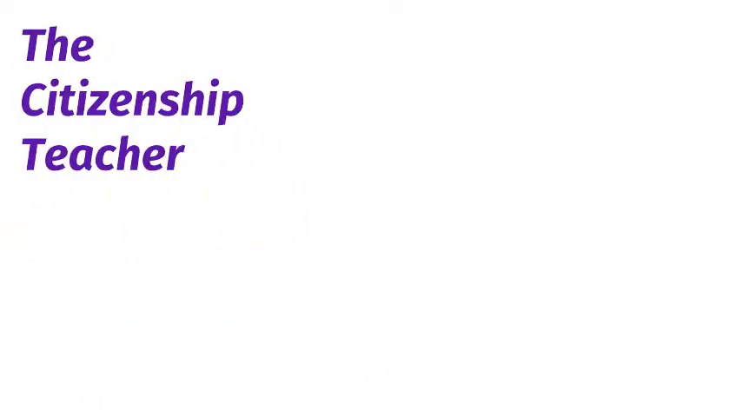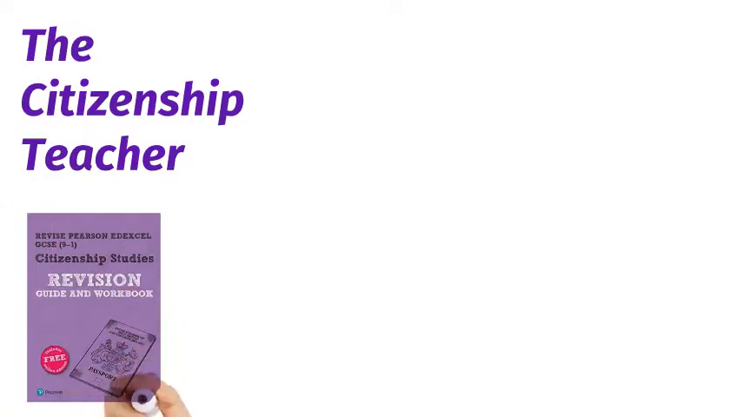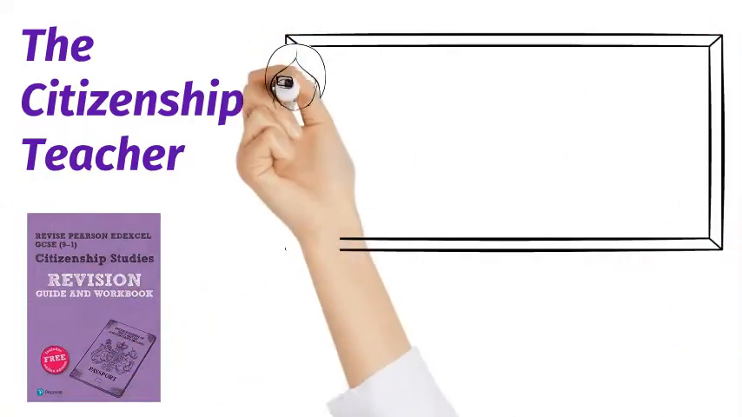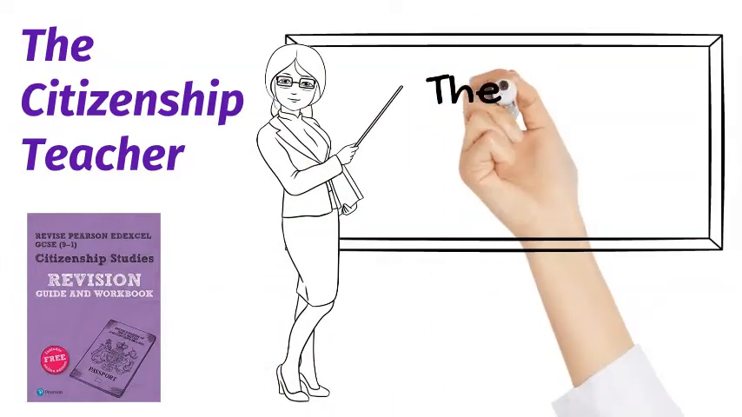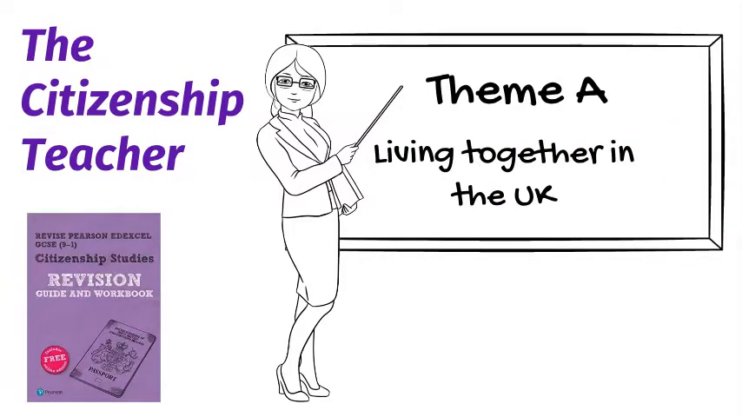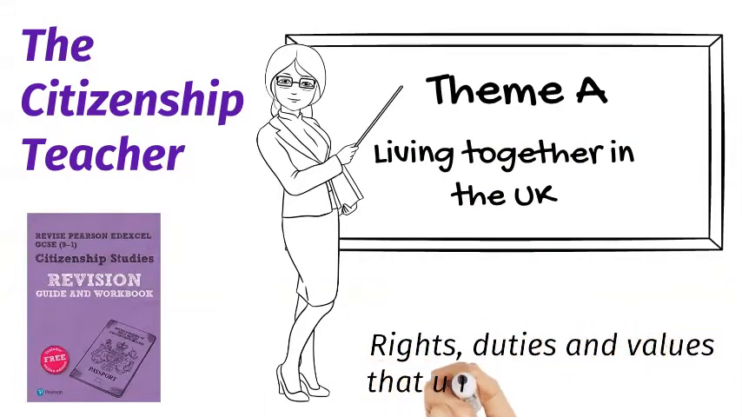Hello and welcome to another video designed to help with revision for the Edexcel GCSE Citizenship Specification. This video is to help with revision for a key topic from Theme A, Living Together in the UK. Today we're going to be revising rights, duties and values that underpin democracy.